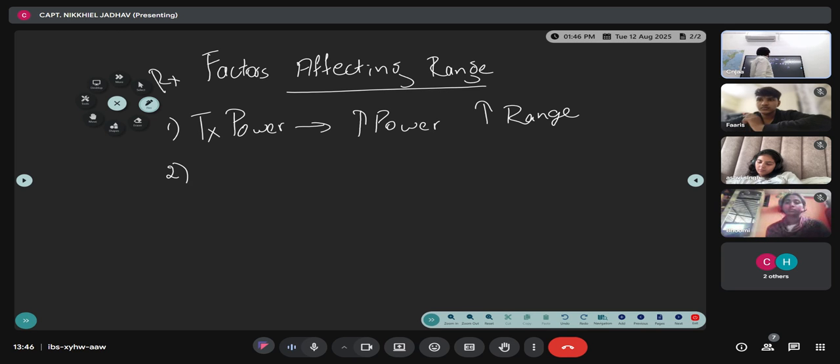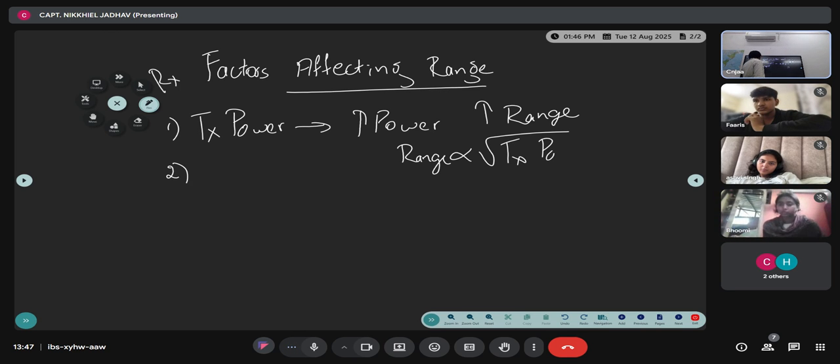But this range is proportional to the square root of transmission power. It's directly proportional, but not directly, it's to the square root.